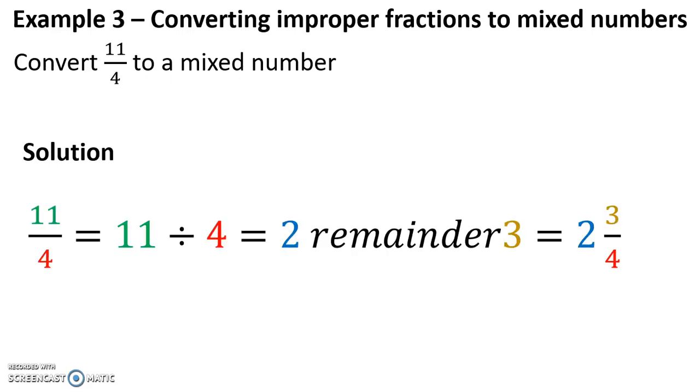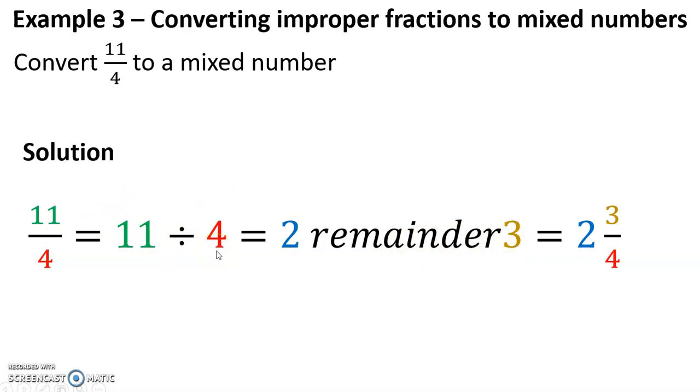So I've used colours again just to try and help you understand what's going on. I've got 11 over 4. Again, my denominator will always remain the same. You can see that I've got a 4, and a 4 stays here in my final answer when I convert it to a mixed number. What do I do? I divide my numerator by my denominator. 11 divided by 4 is going to give me 2, because 2 times 4 is 8. Remainder 3, because 11 doesn't divide equally into 4.